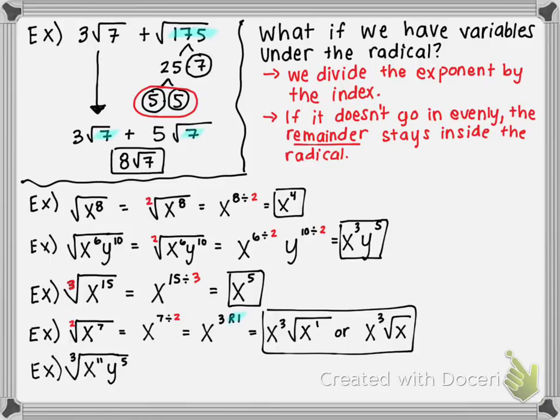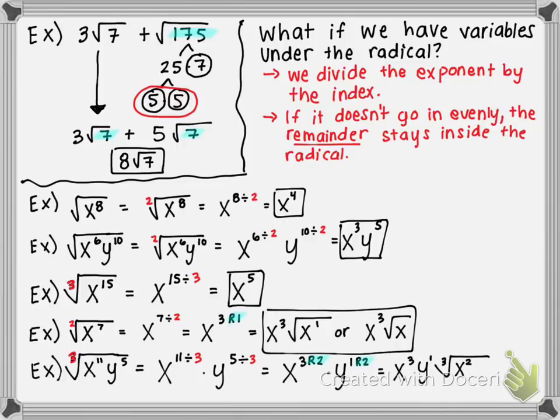Okay, so now if we have 2 variables, we say, okay, well, x to the 11 divided by 3, because the index here is 3, and y to the 5th divided by 3. Well, 11 divided by 3 is 3, and you have 2 left over, remainder 2. And 5 divided by 3 is 1, remainder 2. So that means we have x to the 3rd on the outside, y to the 1st on the outside, and then x squared, y squared on the inside because of that remainder.